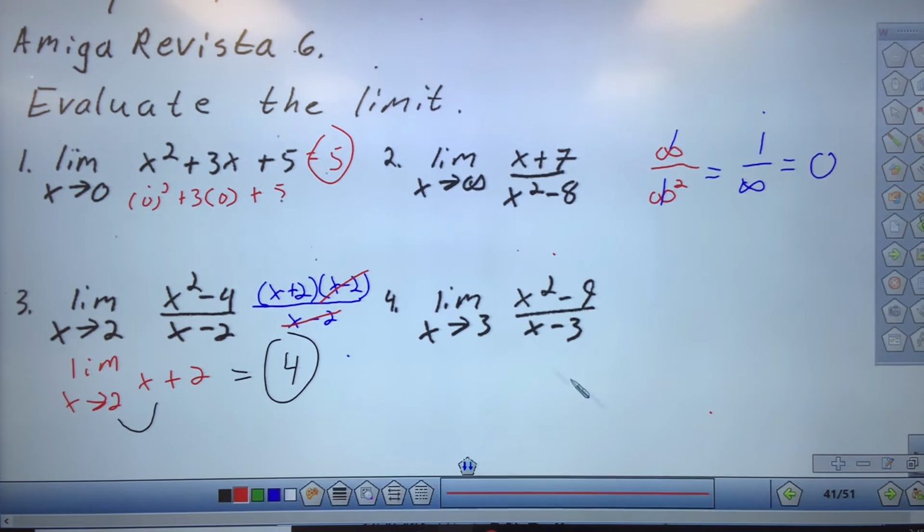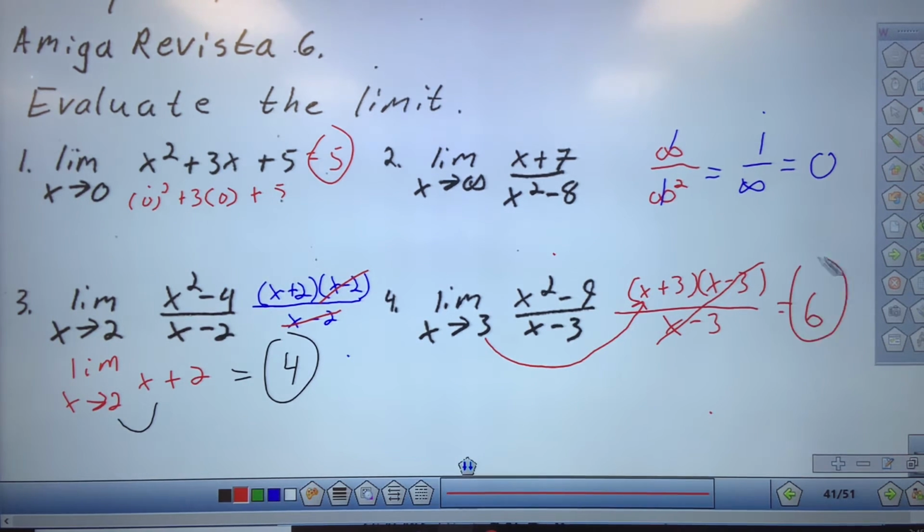So what we can do is we can factor the top. So if we factor the top, that would give me x plus 3 times x minus 3, all over x minus 3. So the x minus 3's cancel out. So the limit as x approaches 3, I plug into that, and that's going to give me 3 plus 3 equals 6.